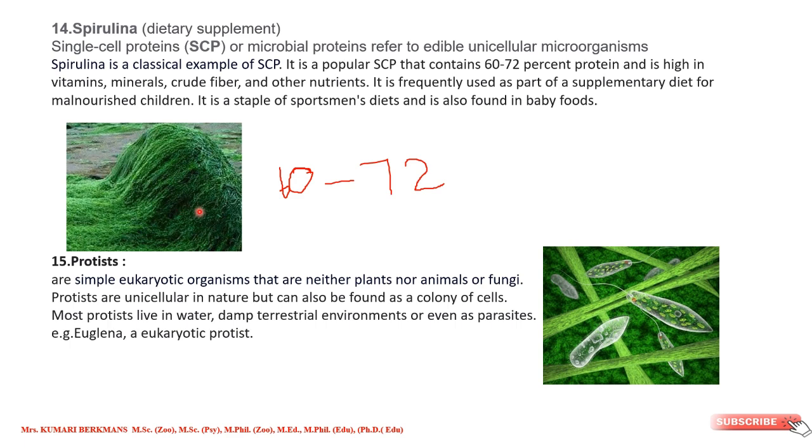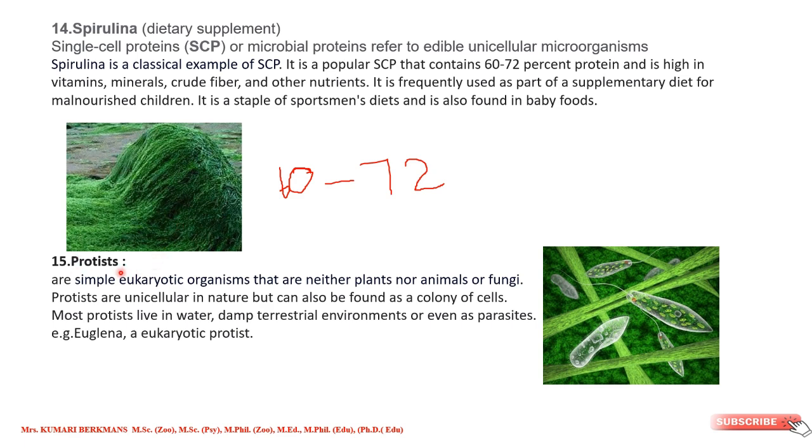Not only protein, it is also rich in vitamins, minerals, crude fiber, and other nutrients. Now it is a staple food for sportsmen, and it is also found in baby food. So SCP means single cell protein, that is spirulina. The protein content is 60 to 72 percent. It is usually given to malnourished children, and they recover very quickly after taking this spirulina. So this is a very important dietary supplement for protein. Which one? Spirulina, the single cell protein.